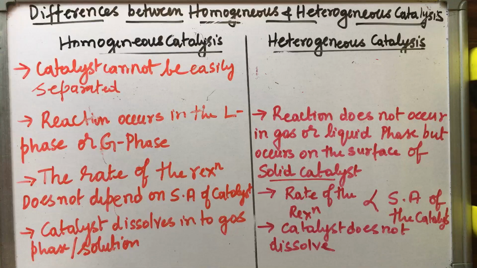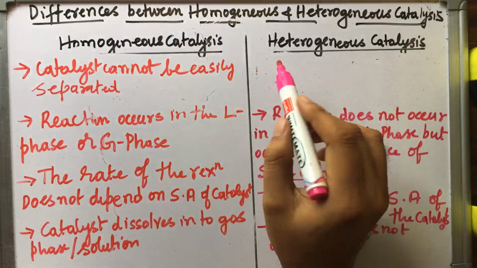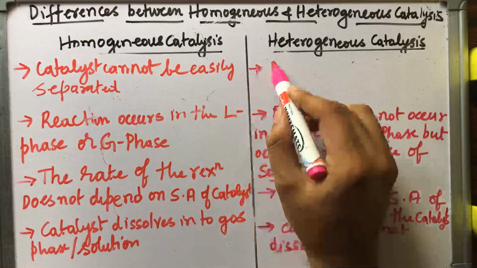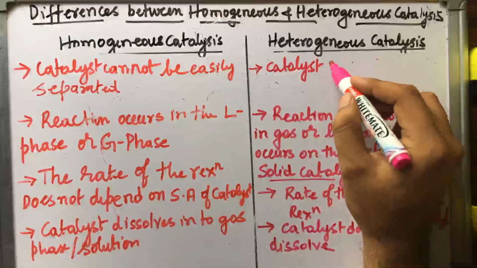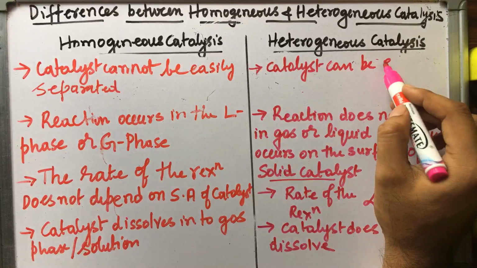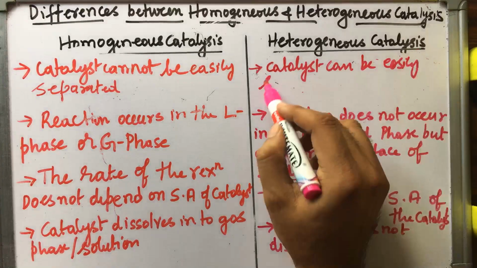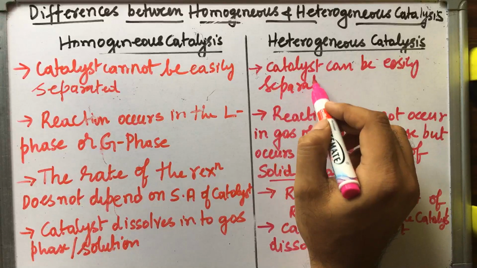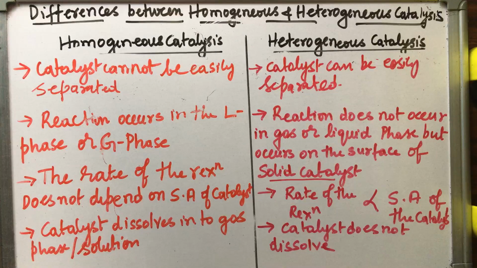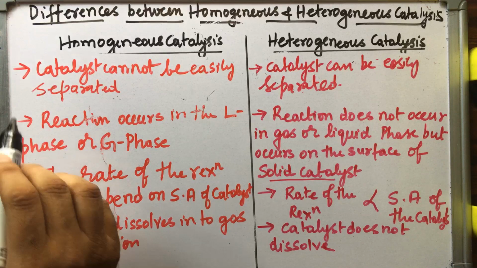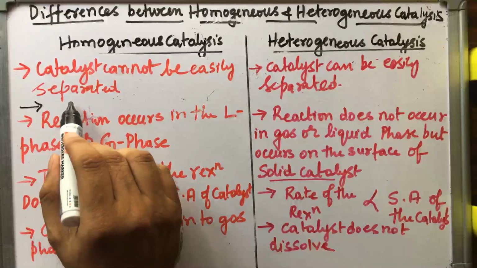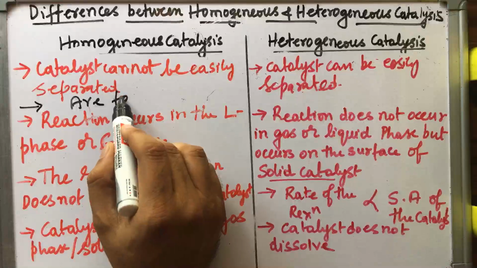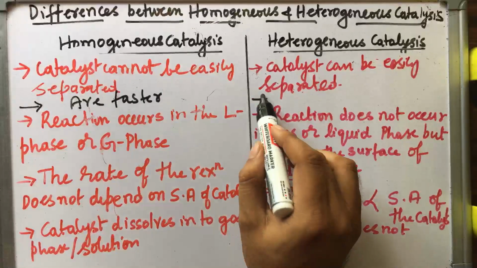Easily separated. Whereas in this case, the catalyst can be easily separated as the catalyst is a solid. Generally, the next point what I said was, I'll write it in a different color. So these reactions are faster. Homogeneous catalyzed reactions are faster as compared to heterogeneous. So this will be slower.